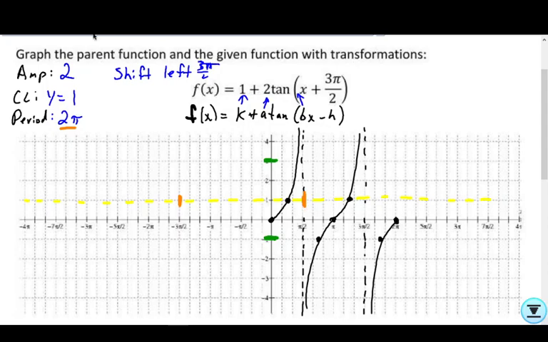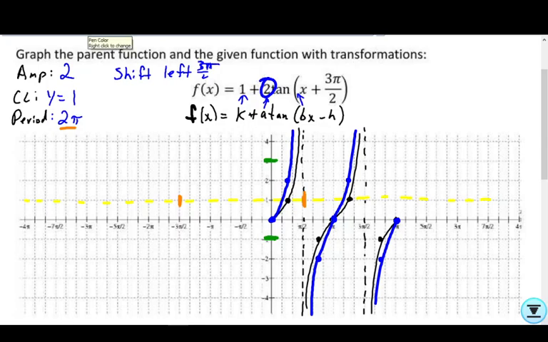So I keep telling you guys, you should always start with your stretches and compressions, either horizontal, which we don't have because there's no change in period, or my vertical, which is my vertical stretch. So my new 0 here, here, and here don't change, but this point has been stretched to 2, negative 2, positive 2, negative 2. So here is my vertical stretch. So that's that.